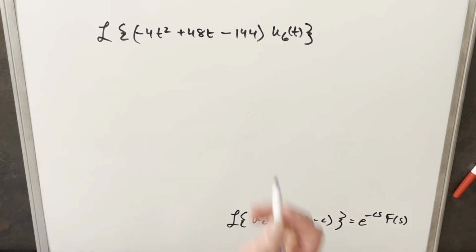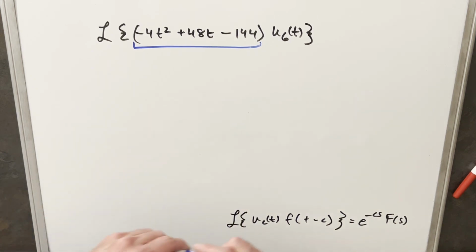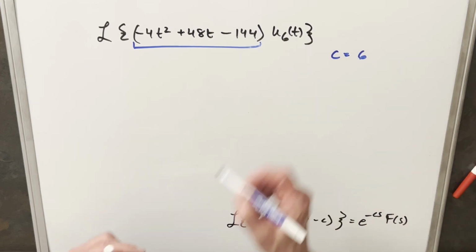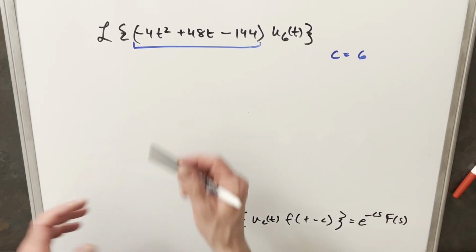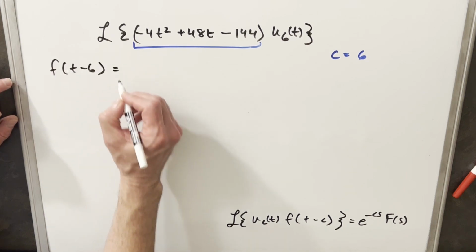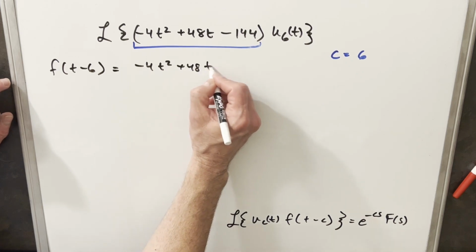So to make this all work, what we're going to need to do is just focus on this. This is going to be our f of t minus c, and in this case the c value is going to be just 6 because that's what we have on the unit step function. So what we need is this to be f of t minus 6, and so we're going to need to just manipulate this to simplify it.